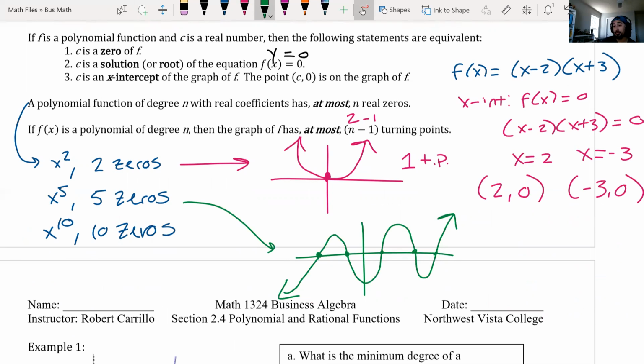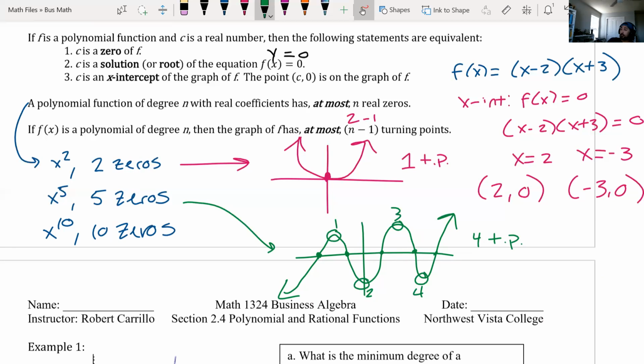Well, if I have 5 x-intercepts and my degree is 5, then for my turning points, I would have 5 minus 1 turning points, or 4 turning points. This means if you look at my graph, I have a turning point here, here, here, and here. It's where the graph changes direction. So by the formula and by the graph, we see I have 1, 2, 3, 4 turning points.